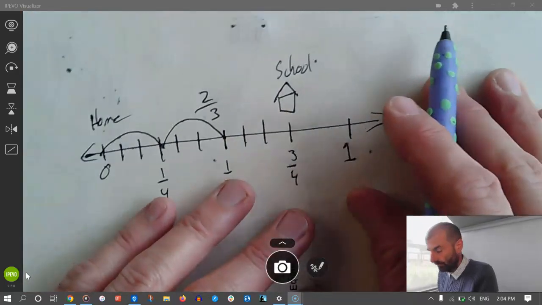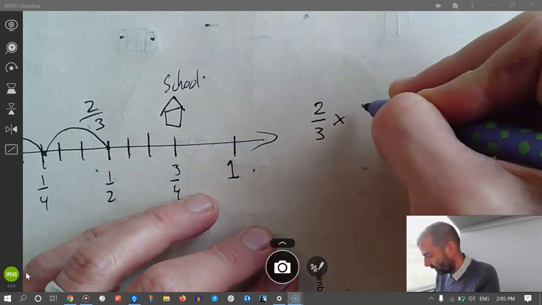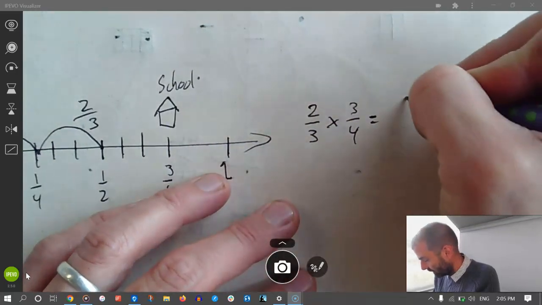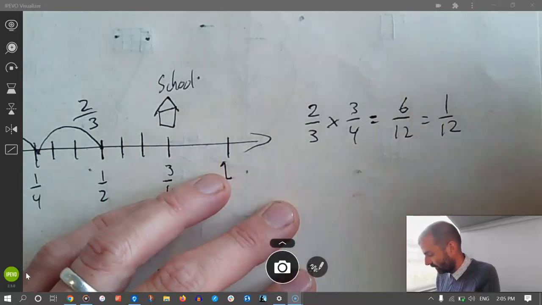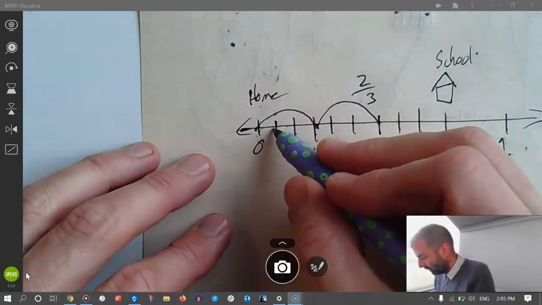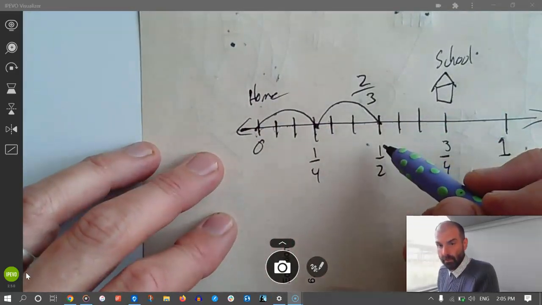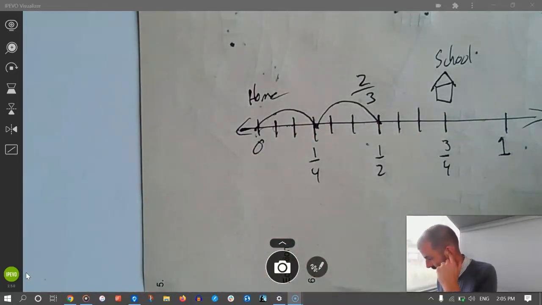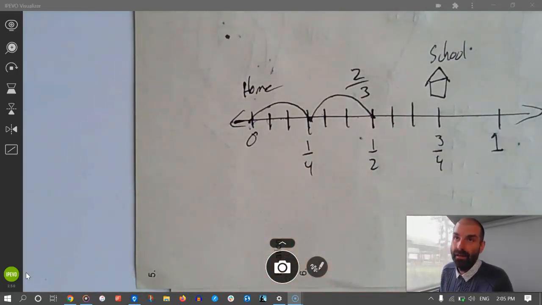And what's the equation? The equation is 2/3 times, or of, 3/4. And that's going to give us 6/12 or 1/2, because we can count this up: 1, 2, 3, 4, 5, 6/12. Okay, because that's the whole mile, there would be 12.